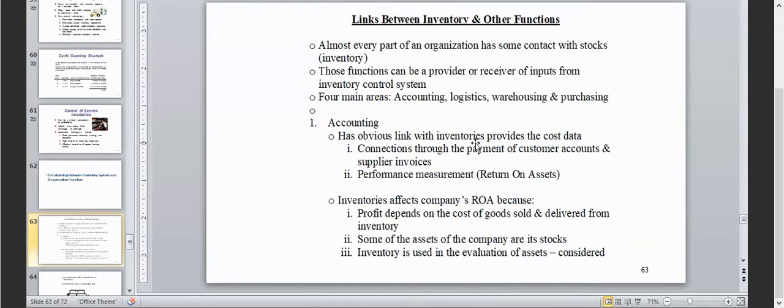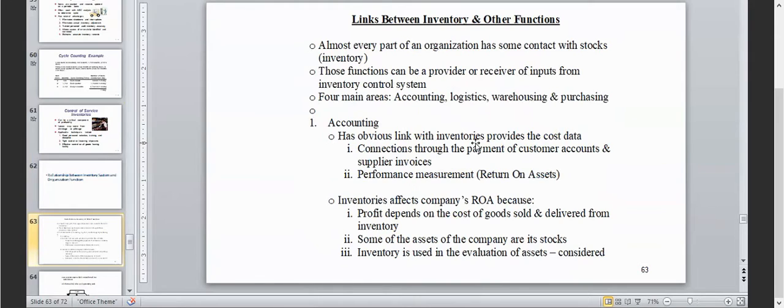Almost every part of an organization has some contact with stock or inventory, and those functions can be provider or receiver of input from the inventory control system. Generally, we have four main areas: accounting, logistics, warehousing, and purchasing. Accounting has an obvious link with inventory. They provide the cost data.